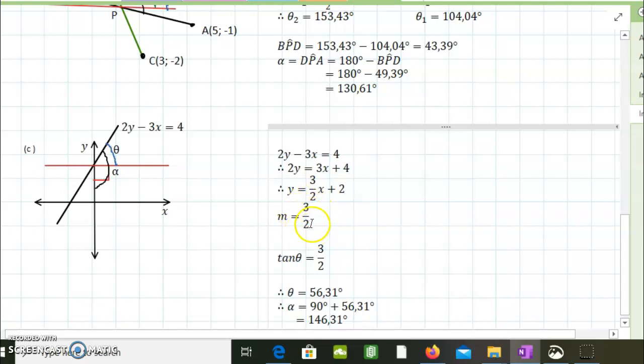Why do I want the gradient? Because to work out the inclination, I need the gradient, and I use tan theta is equal to 3 over 2. Employ your calculator: second function tan of 3 over 2, and you will get 56,31. Now that is the inclination of this line. So theta, which is 56,31, plus the 90 degrees here, will give me alpha, which is the angle between the line 2y minus 3x equal to 4 and the y-axis. So alpha is 146,31.